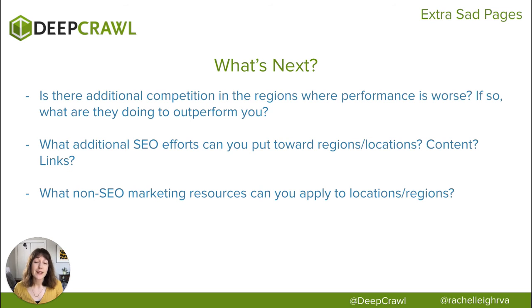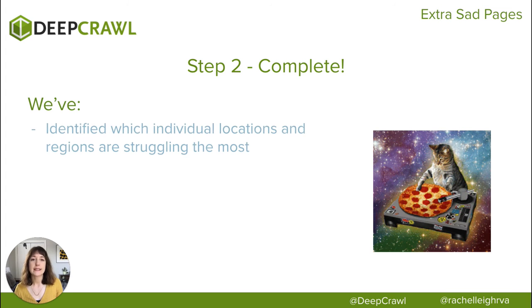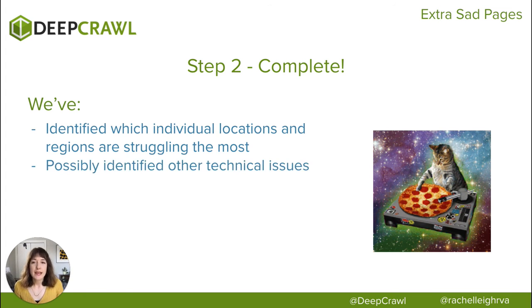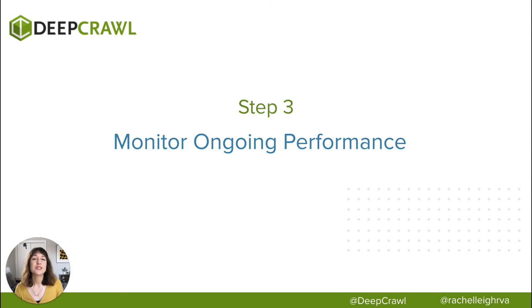Could you throw some extra ad spend their way? So step 2 is complete, and we will celebrate with a pizza cat GIF. We have identified which locations and regions are struggling the most. We've possibly identified other technical issues, and we have developed a strategy to improve performance for those locations. Which brings us to the final step, which is monitoring ongoing performance.